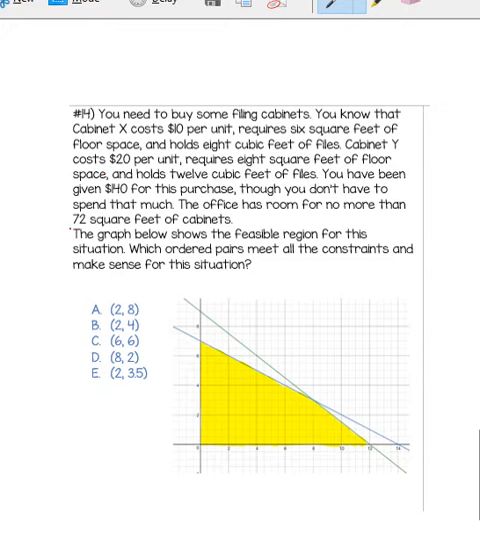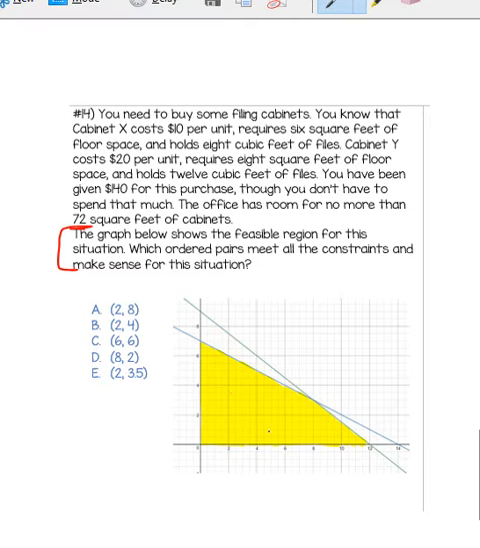The nice thing about this, that's a lot of information. Guess what? You don't even have to really decipher any of it because they've already given us a graph. It says the graph below shows the feasible region for the situation. So I don't need to make my inequalities in this example. I just need to be able to interpret the graph. Okay? So it says which ordered pairs meet all the constraints and make sense for the situation.